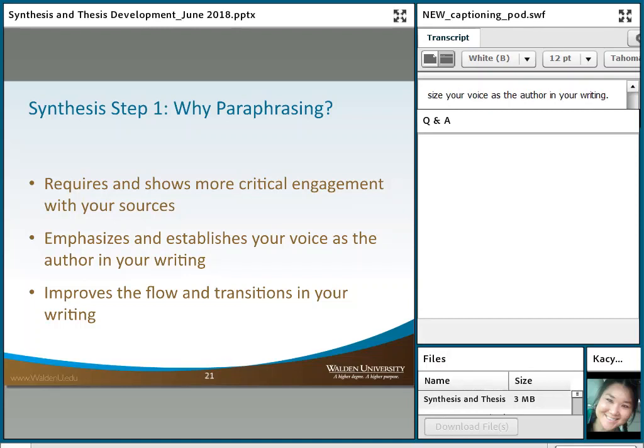So paraphrasing, oftentimes in the Writing Center, we talk about how in academic writing, we recommend paraphrasing over direct quotation. And some reasons are because paraphrasing requires you to illustrate that you are conducting that critical engagement with your sources. You can't create an effective paraphrase if you're just skimming through the information and not really absorbing it. It helps to emphasize and establish your own voice as the author in your writing. So you want to make sure that it's your thoughts and arguments that are really at the forefront of your academic writing. And it also improves the flow and the transitions in your writing.